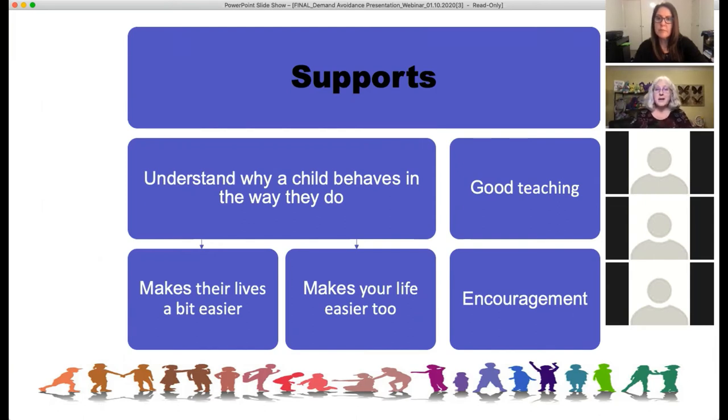Making their lives a bit easier makes your life a bit easier too. And stepping back and just taking a moment can be really helpful. I've got one young man that I've been working with for 7 years. He spent 5 years in his bedroom and would not come out. So I started off going and sitting outside his bedroom door and listening to him play Call of Duty. And then he let me come in and watch him play Call of Duty for a while.